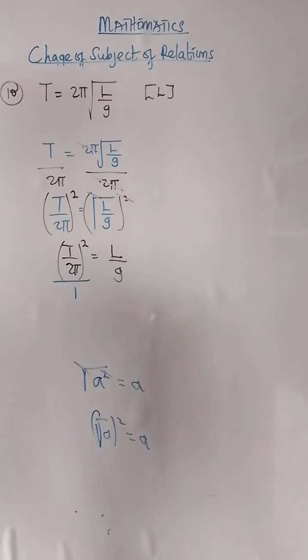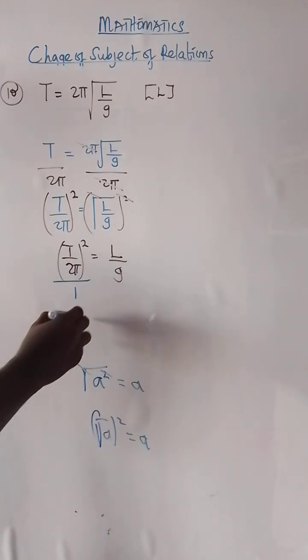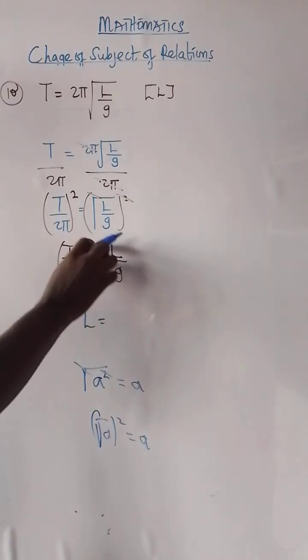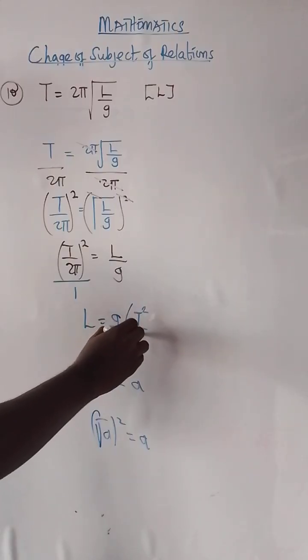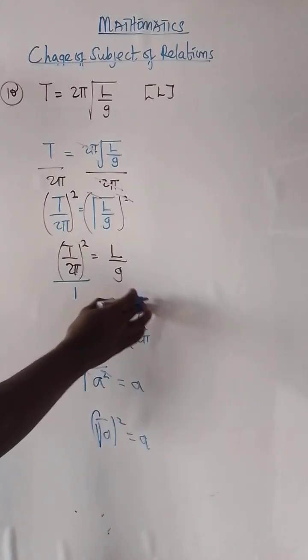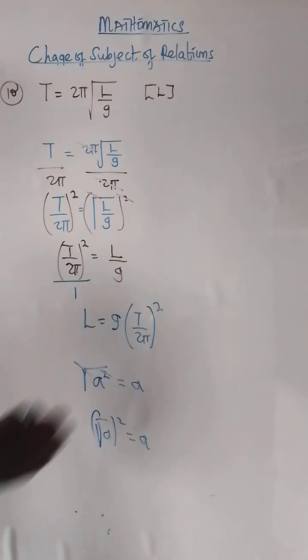I want to cross multiply. L times 1 is L. Then G multiplies the whole of this. So I'll be having G into bracket T over 2 pi, T over 2 pi all squared.